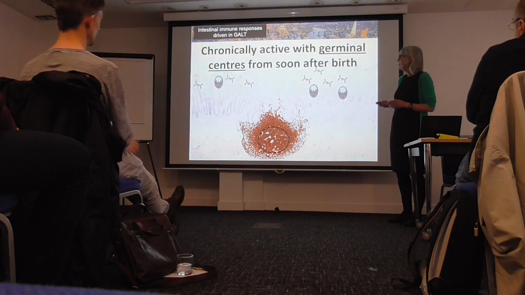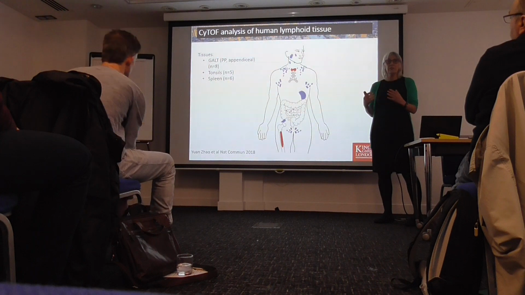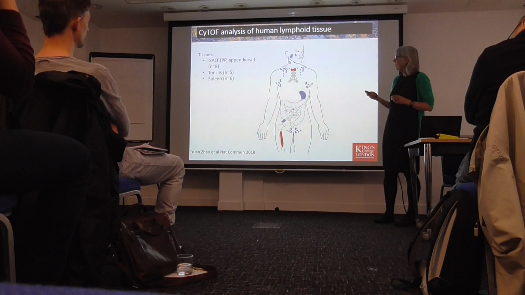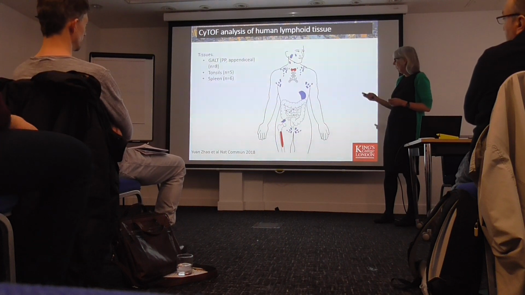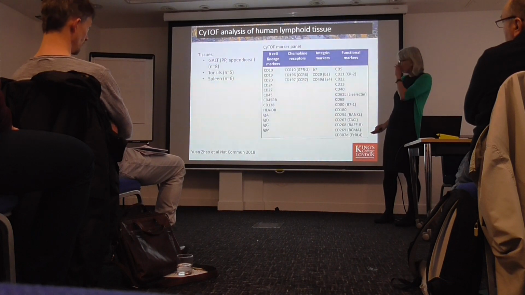So with that in mind, we set about studying the lymphoid tissue in humans to try and address this question about where the different cell types are and how they might develop. So to do this, we took gut-associated lymphoid tissue from 8 donors. We took tonsils from 5, and we took 5 spleens. So these are all from different sites. There's the spleen, the tonsil, and 3 different sites in the gut, and I've got that on the slide.